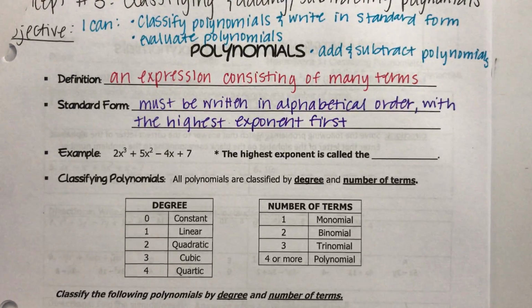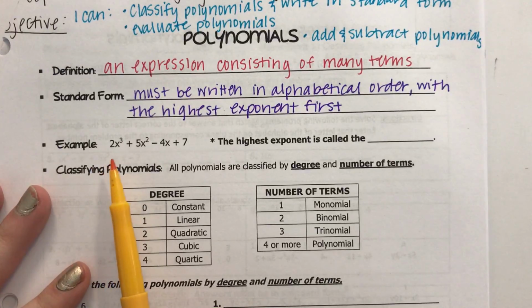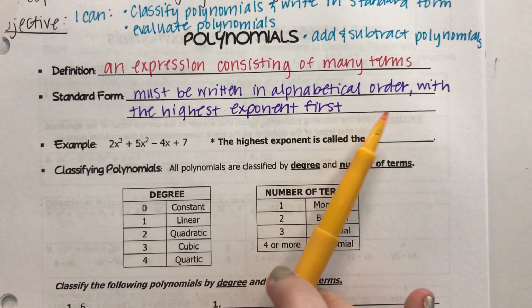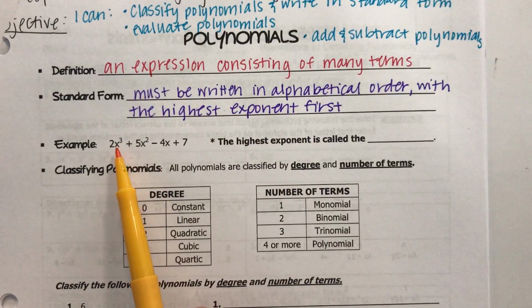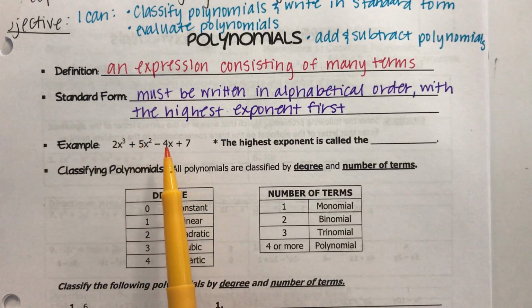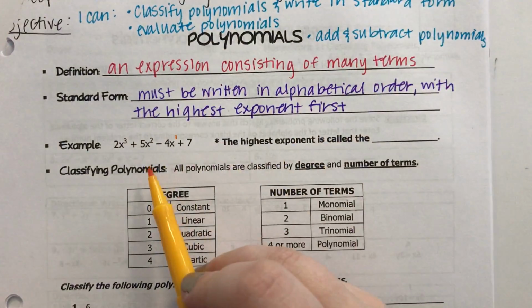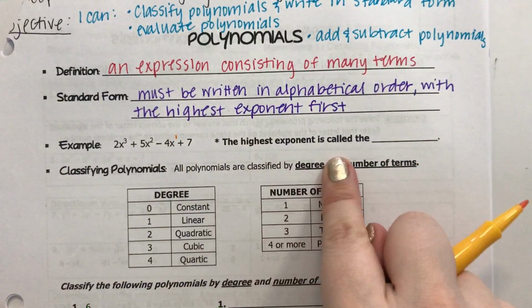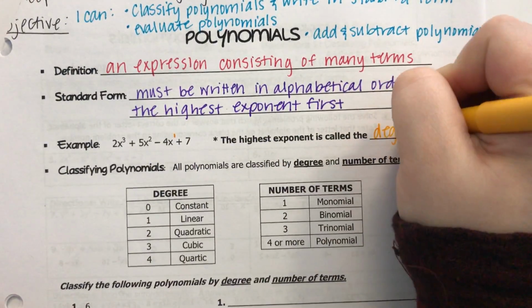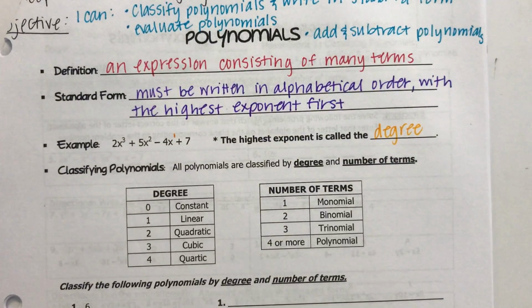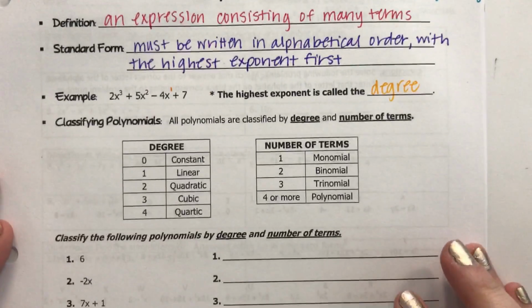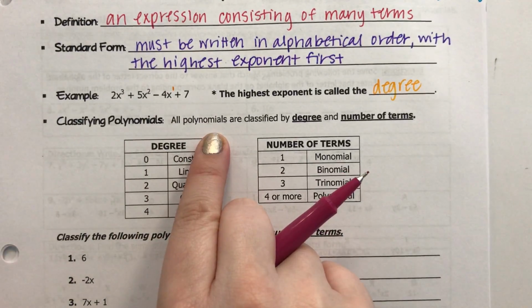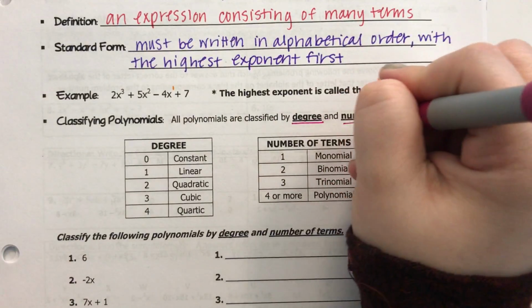Okay, so here's an example. There's only one variable, they're all x's, so that's nice. So the highest exponent first, so the highest exponent is 3, and the next highest is 2, the next highest is 1, because remember if there's no exponent it's 1, and then with the constant term last. If there's no variable, then that goes last. Okay, the highest exponent is called the degree. Okay, so if I ask you what the degree of a polynomial is, you're going to give me what the highest exponent is.